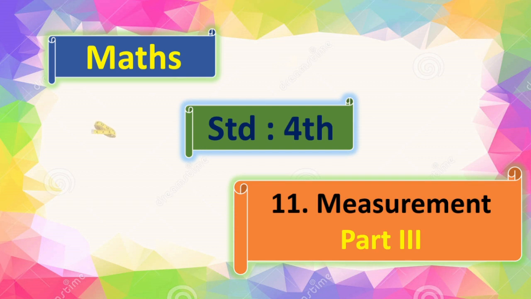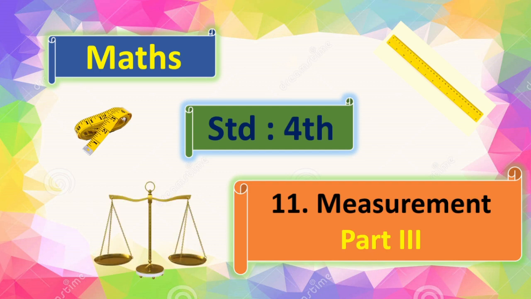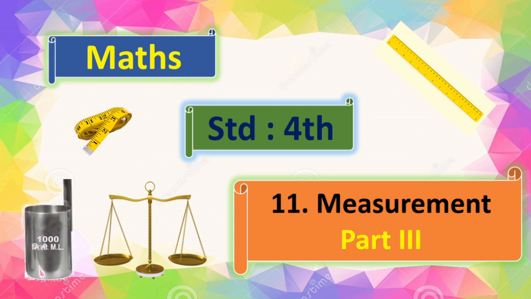In part 1, we went through the measurement of length and distance. The tools used were scale, ruler, tape, etc. Isn't it? In measurement part 2, we learnt about mass, right? How to weigh the given object, isn't it? Okay, in this part 3, we will go through the use of these tools. Okay?